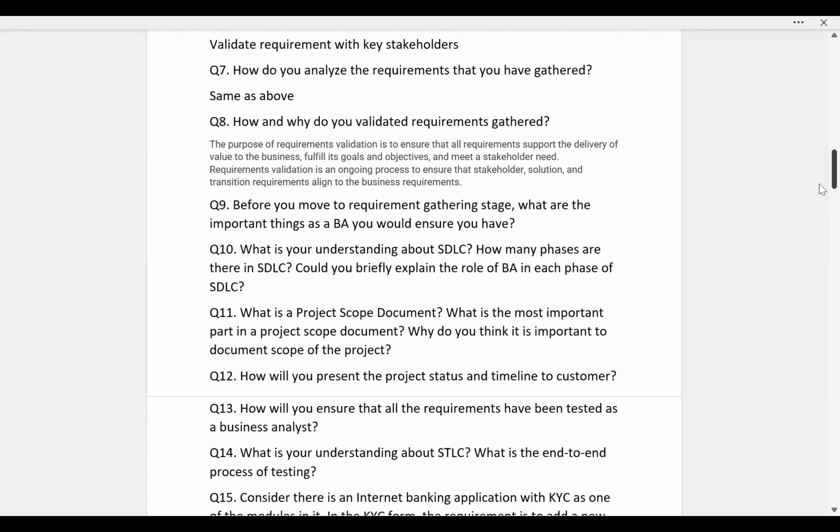What is the output of the planning stage? Your scope document is finalized, your estimation is ready, and your team is ready. That is planning.